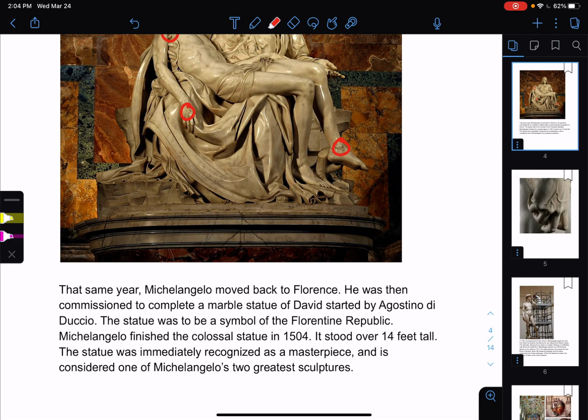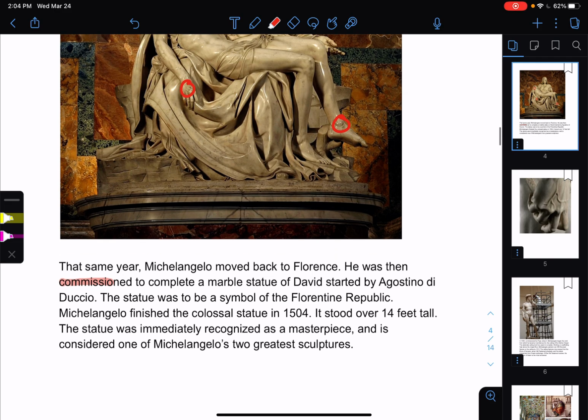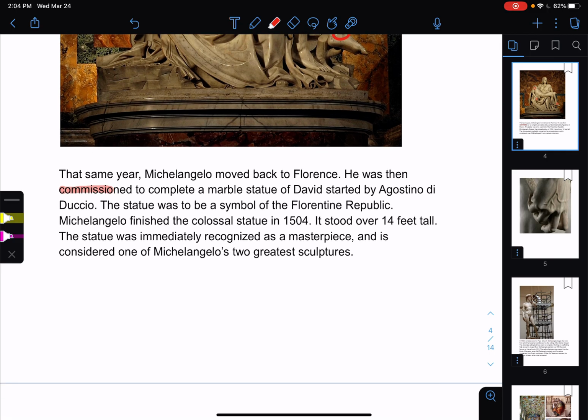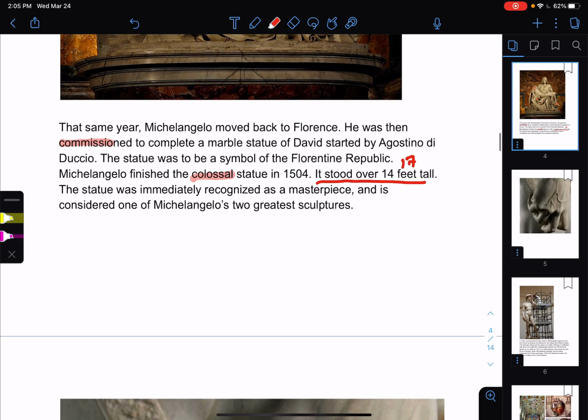That same year, Michelangelo moved back to Florence. He was then commissioned, there's the word commission again, to complete a marble statue of David started by Agostino di Duccio. The statue was to be a symbol of the Florentine Republic. Michelangelo finished the colossal statue. So what do you guys think colossal means in this case? It's actually about 17 feet. Colossal in this case would mean large, very big. The statue was immediately recognized as a masterpiece, and it is considered one of Michelangelo's two greatest sculptures.